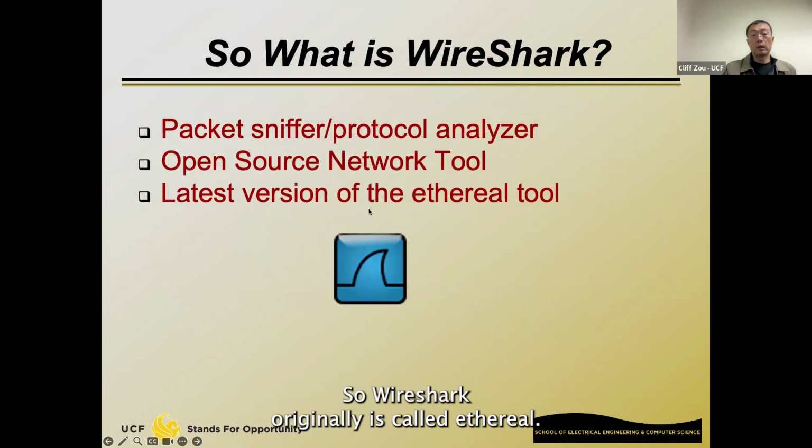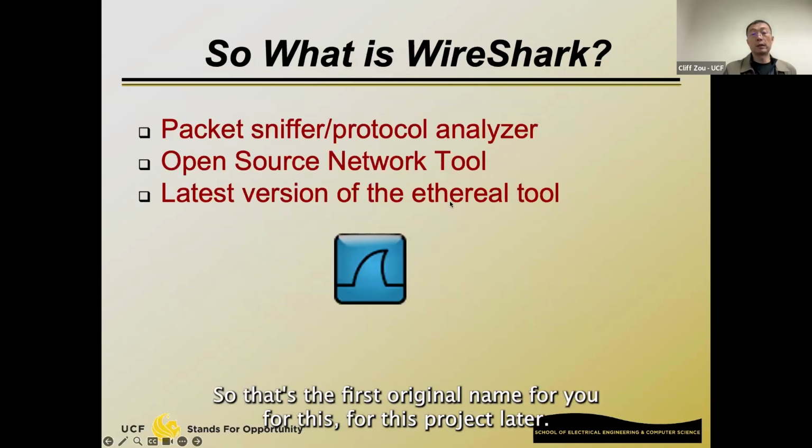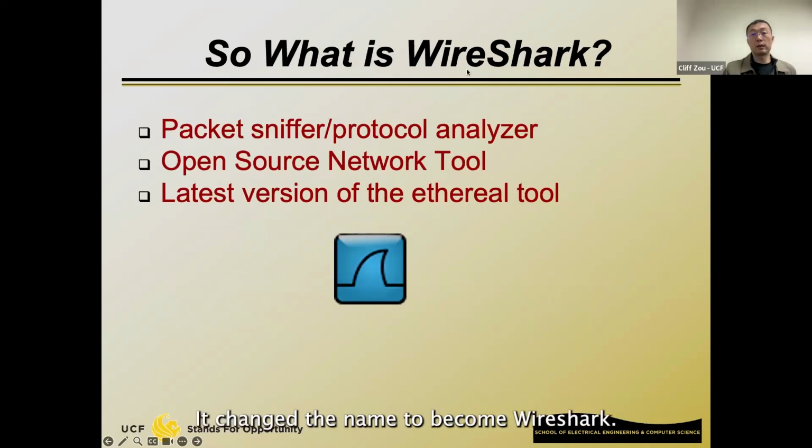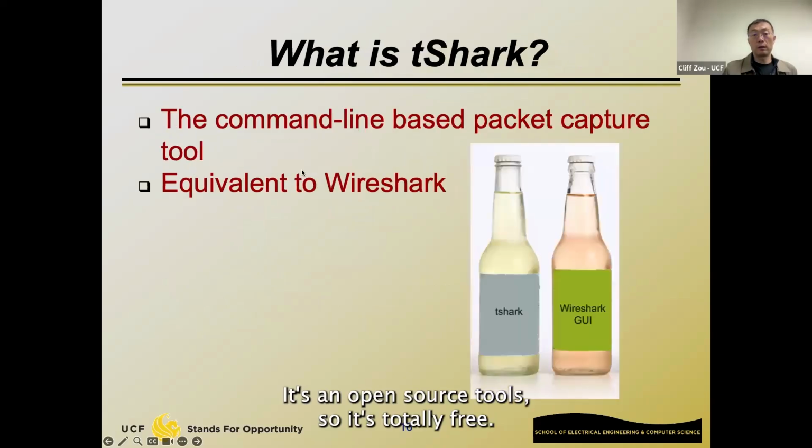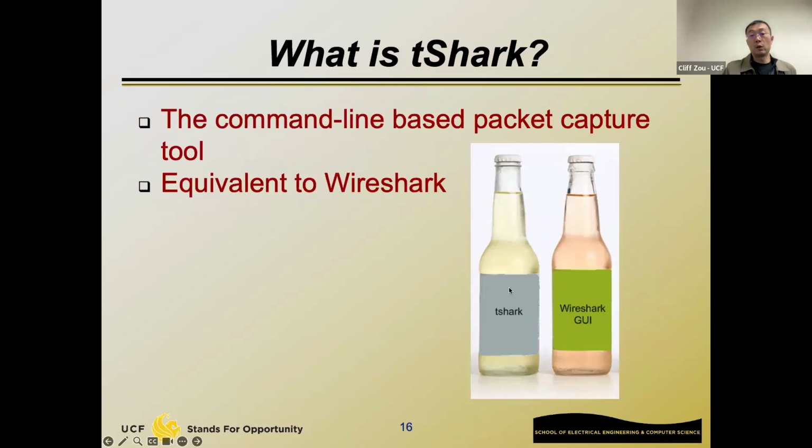Wireshark was originally called Ethereal. That was the original name of this project; later on it changed its name to Wireshark. It's an open source tool, so it's totally free. You can think of it as having two components. One is TShark, the packet capturing engine underlying this program. The other is the graphical user interface. Put them together and it's the entire Wireshark software.